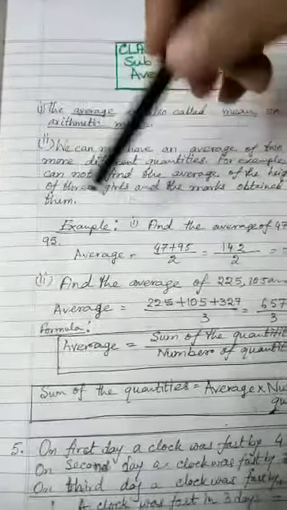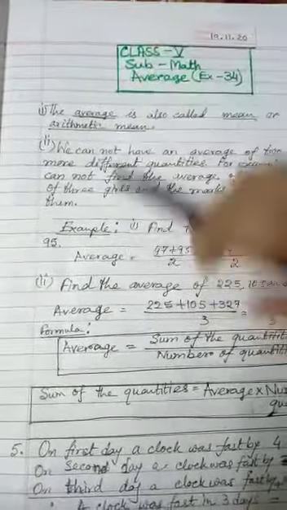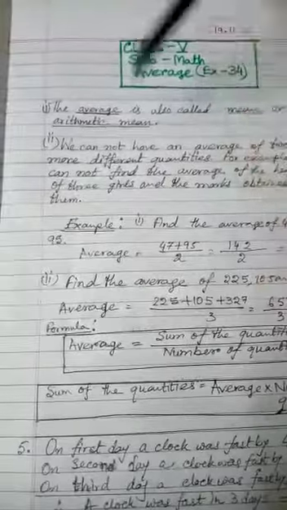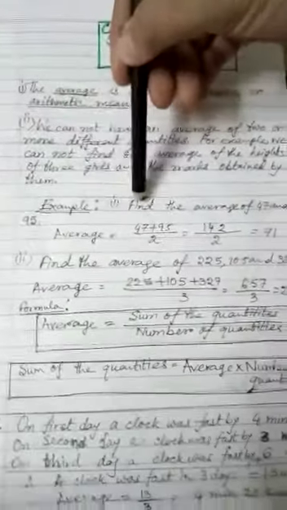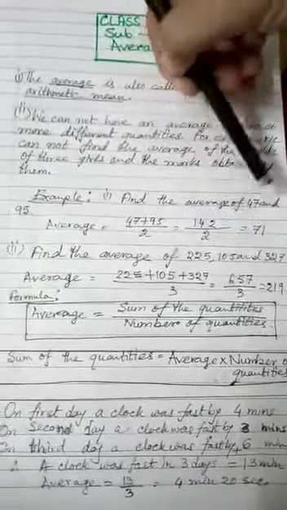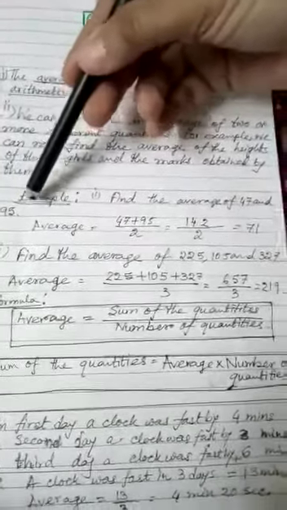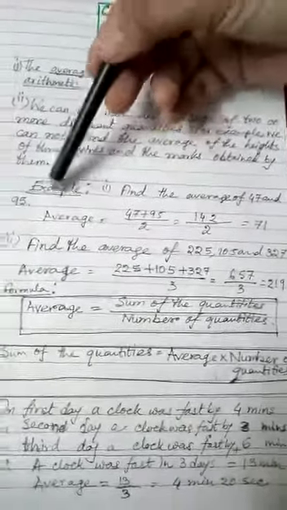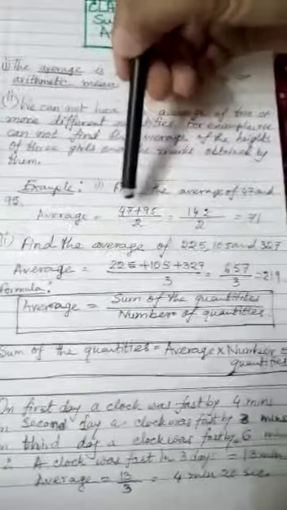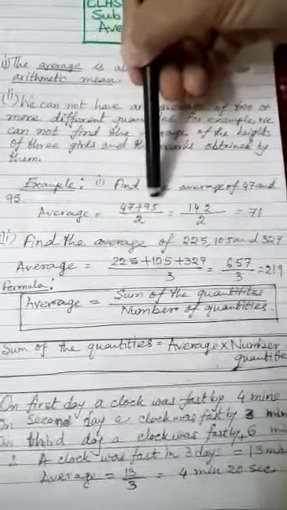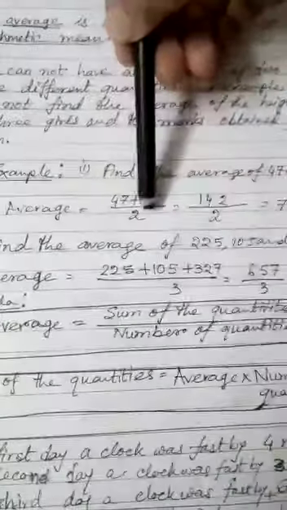Average is the name of the chapter that we are going to start. Exercises 34. First of all, I would like to tell you that if I want to find out the average of the two numbers 47 and 95, how will I have to do this? You have to add up the two numbers, 47 plus 95, and then you have to divide it by 2.